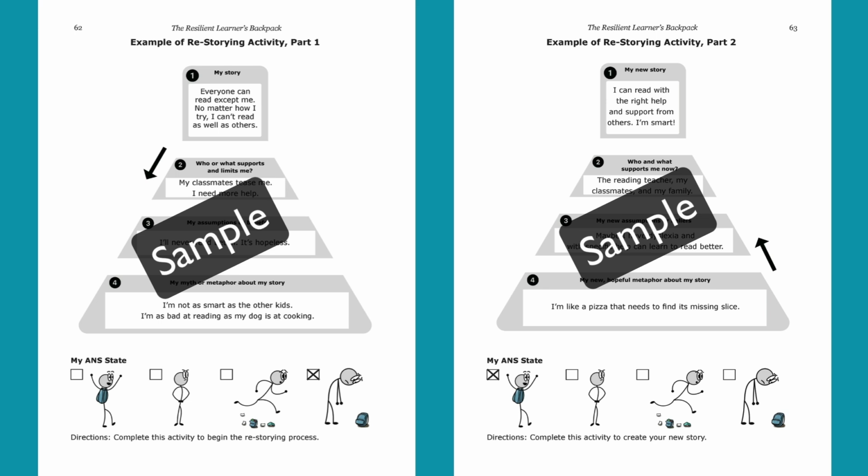So in part 1, it's the same as with causal layered analysis. You start at the top of what is their story. And then they write and work their way through to the base of what is their myth or their metaphor around their story. Well, what I've added in this particular activity is now they're also going to name their ANS states.